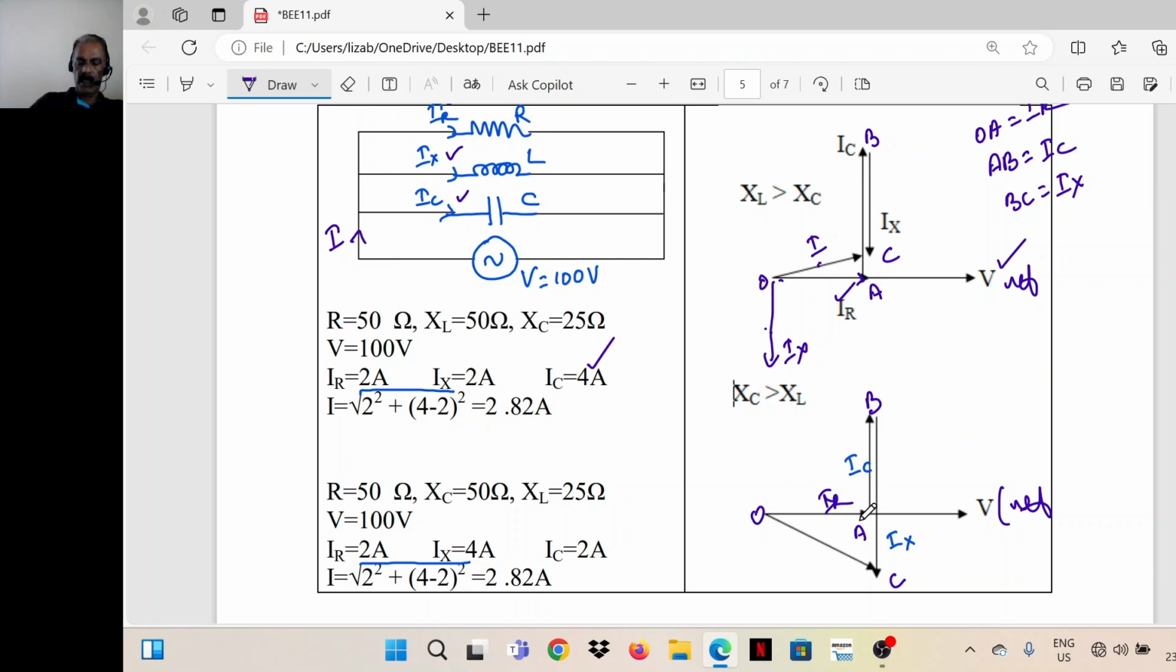So OA is IR, that is, current through the resistor. AB is the current through the capacitor. BC is the current through the inductor. This is the net current I. The net current I in this case is lagging the voltage because the effect of inductance is more.